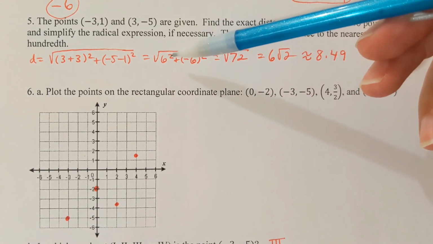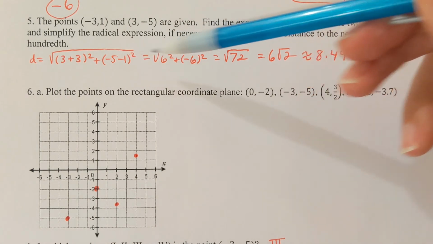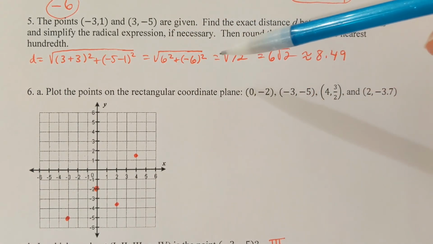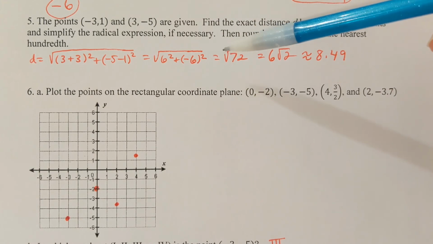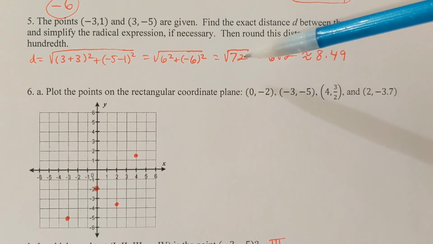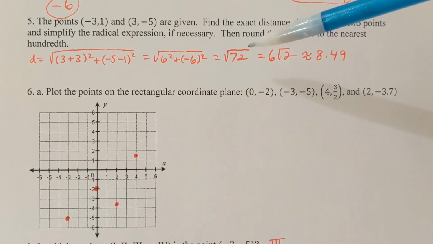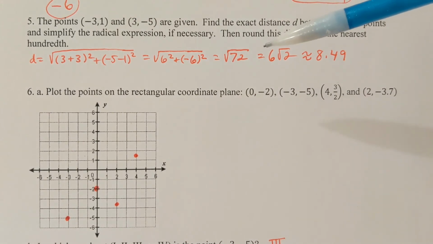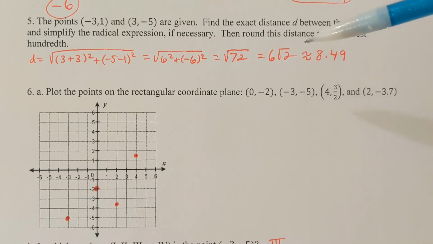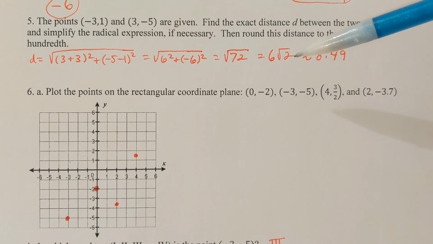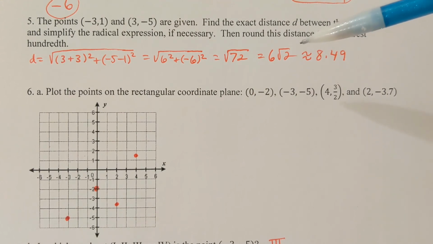3 plus 3 is 6 squared. Negative 5 minus 1 is negative 6 squared. 6 squared and negative 6 squared are both 36. 36 plus 36 is 72. I got the square root of 72, which, okay, I could use 8 and 9. I know that the square root of 9 is 3, so 3 root 8. Although root 8 breaks down further. Root 8 is 2 root 2. So 3 times 2 root 2 gives me 6 root 2.